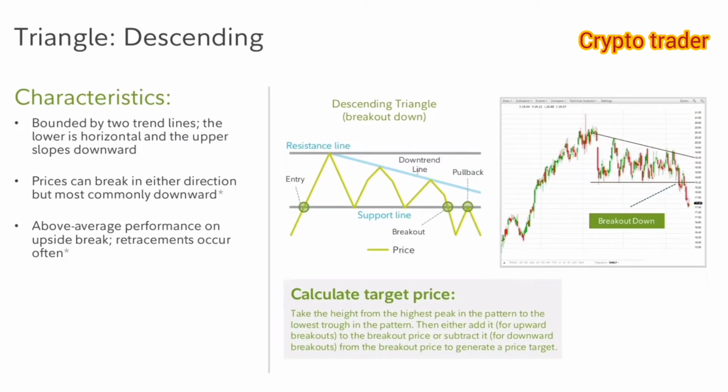Triangles. Descending. Its characteristics: bounded by two trend lines, the lower is horizontal and the upper slopes downward. Prices can break in either direction but most commonly downward. Above average performance on an upside break; retracements occur often. See the example of descending triangles breakout down pattern, and how to calculate target price using candlestick.